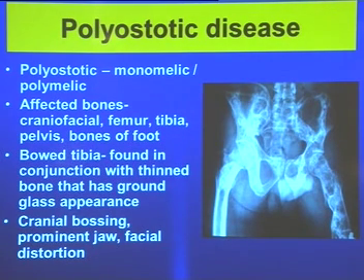The affected bones generally: craniofacial, clavicle could be involved, the femur, tibia, pelvis and bones of the foot. The tibia is usually found bowed and in conjunction with a thin bone that has a ground glass appearance on X-rays. There is cranial bossing, prominent jaw, so you could have problems of enlargement of the jaw and a cosmetic disfigurement. There is facial distortion.